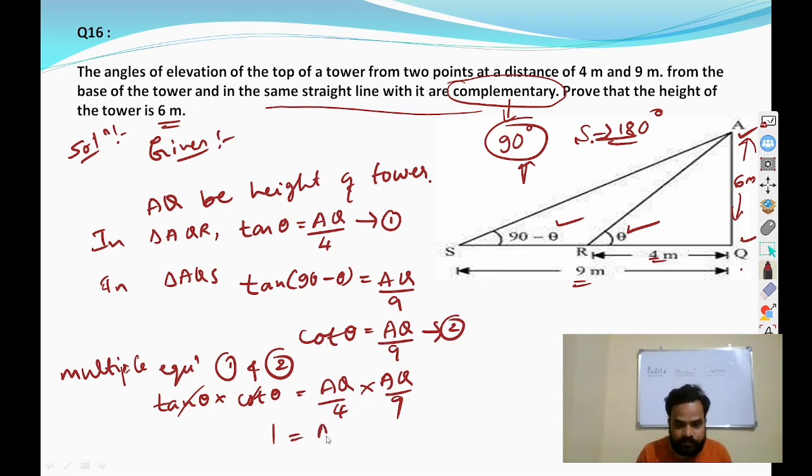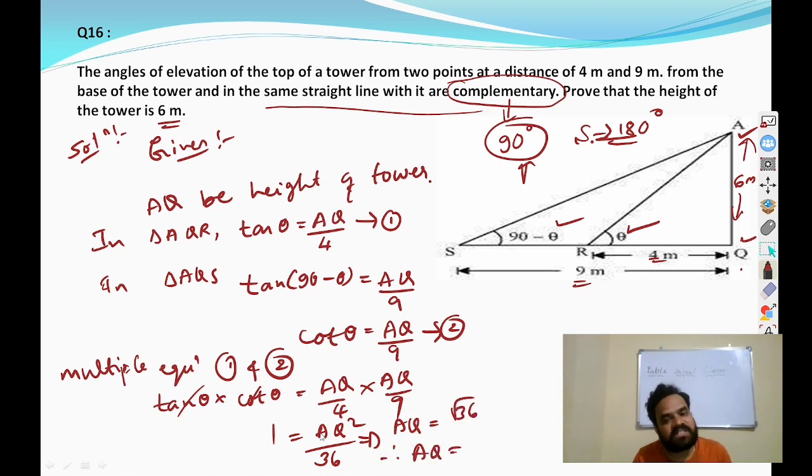AQ into AQ is AQ square divided by 4 into 9, which is 36. This implies AQ is equal to root of 36. Therefore, AQ is equal to 6, since 36 is a perfect square of 6. What is AQ? That is the height in meter. Actually, this is given in the question only. We just proved the height of the tower is 6 meter. So here we completed all the problems of the exercise in the chapter Some Applications of Trigonometry.